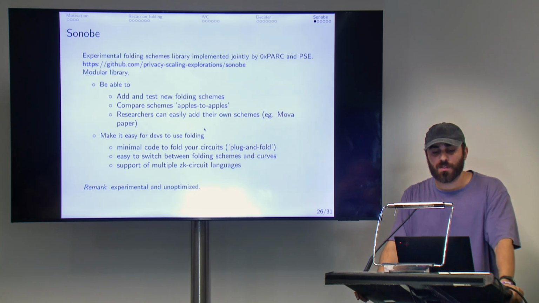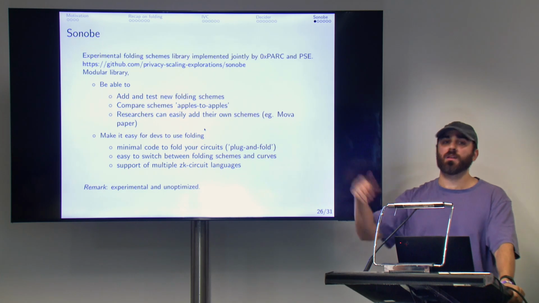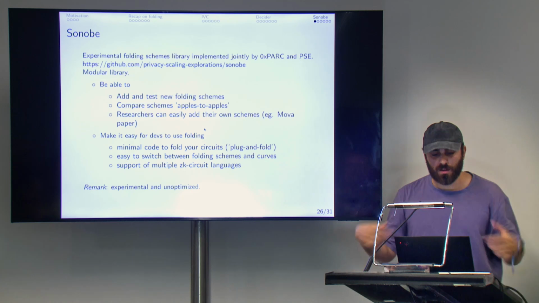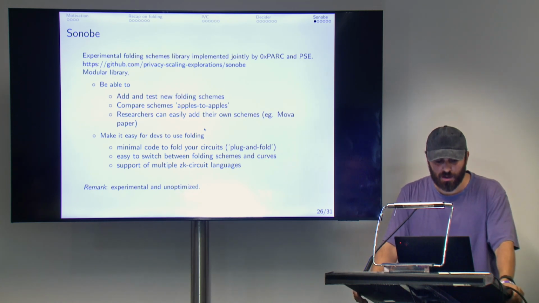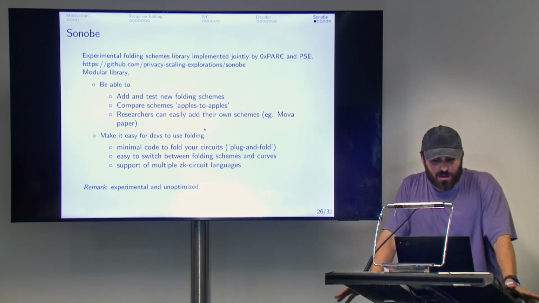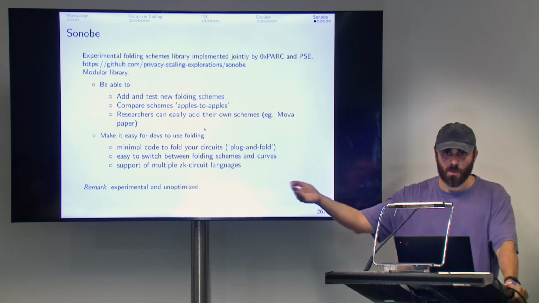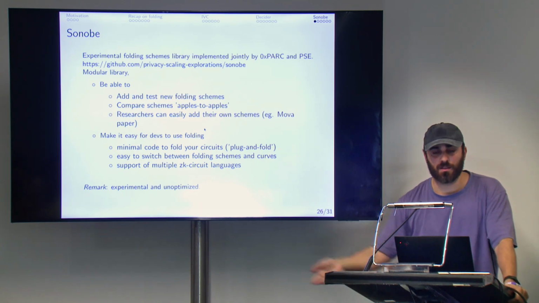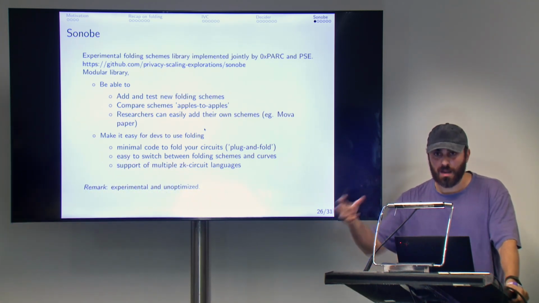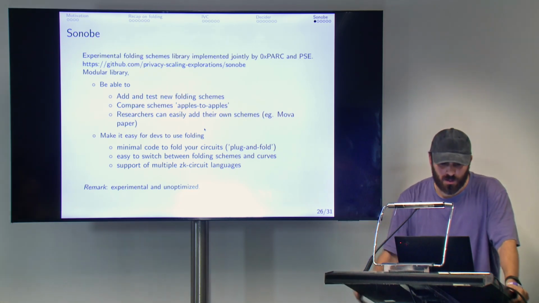The idea is that we have this library to add and test new folding schemes, because there was a period of time where new schemes were appearing every few months. So we wanted to be able to quickly iterate and implement them, reuse part of the code, compare apples to apples, and also let researchers easily add their own schemes. For example, the Nethermind research team published this MOVA paper, and for the paper they implemented the MOVA scheme on top of the Nova implementation that we had. Now they opened a pull request, so in Sonobe we also have part of the MOVA implementation.